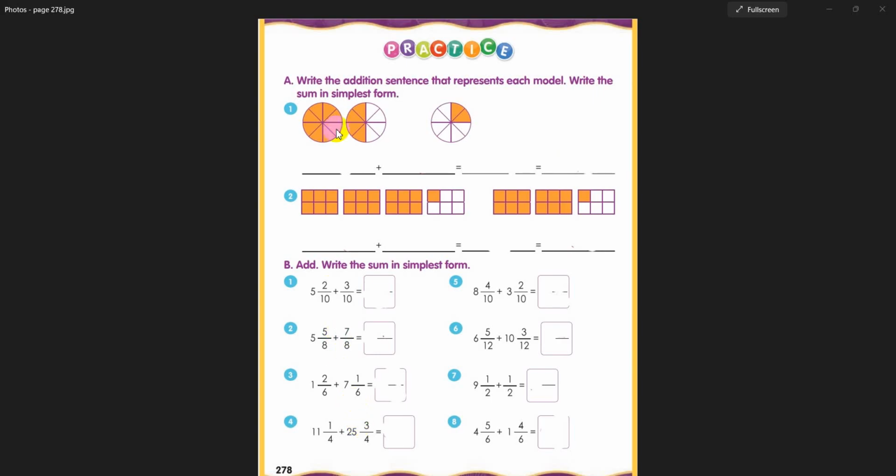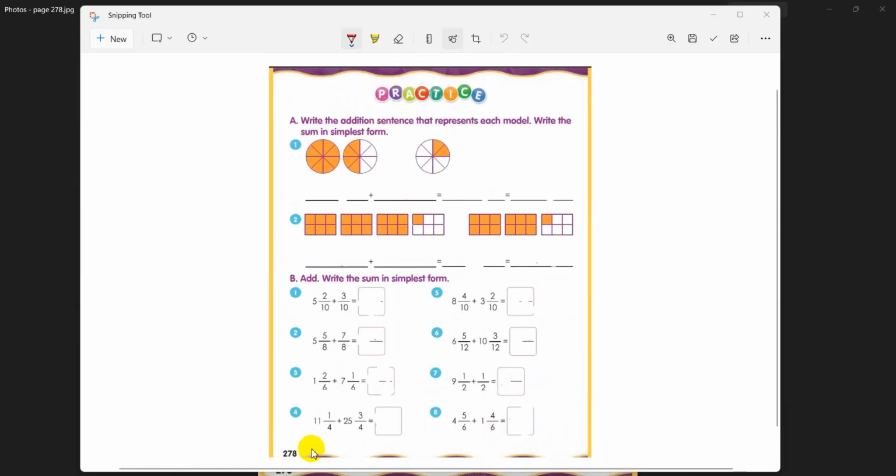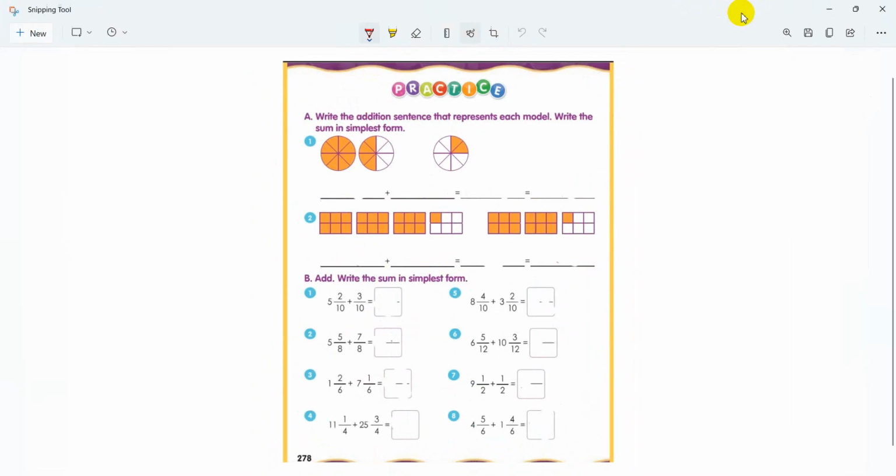Now we turn to page 278. Let's complete. Write the addition sentence that represents each model. Write the sum in the simplest form. Let's start. Again, we are on page 278 here. We solve exercise number A. Now we have to represent the models. The first shape here has one fully shaded part, so we write 1.